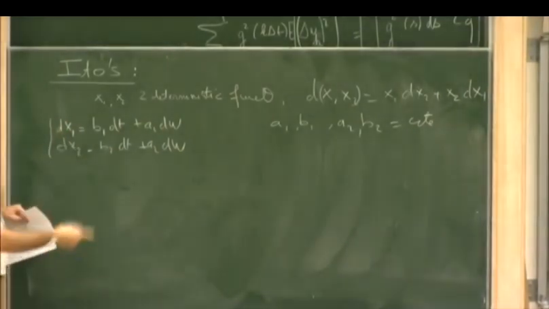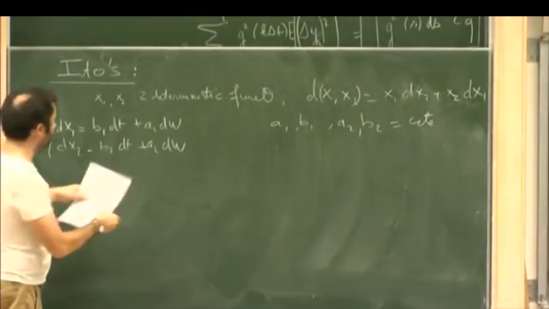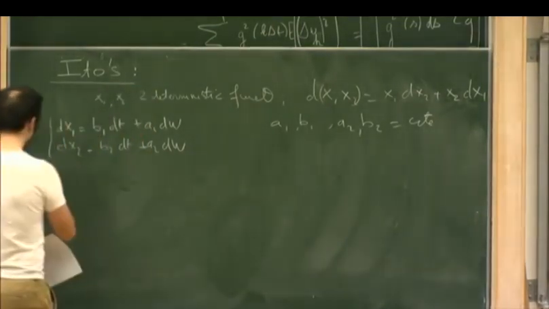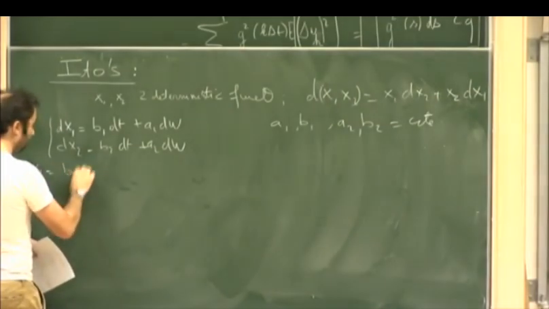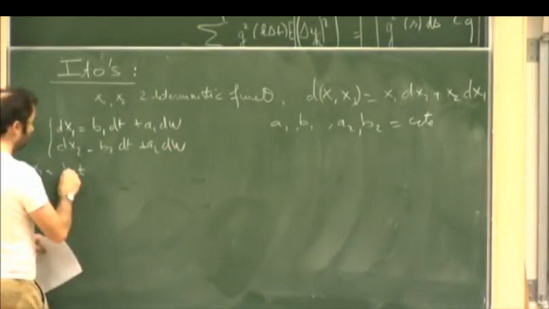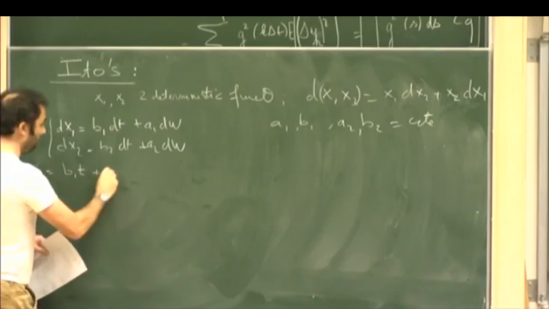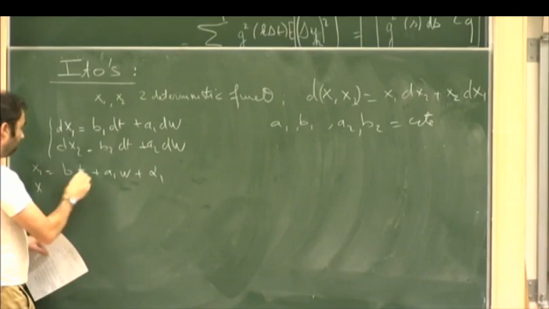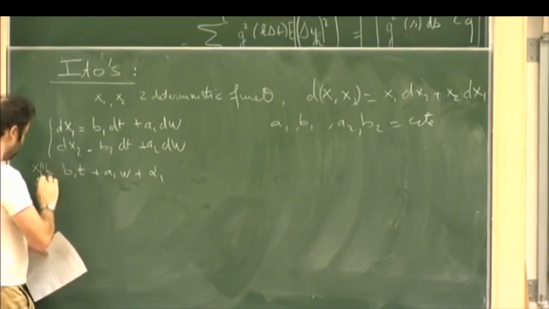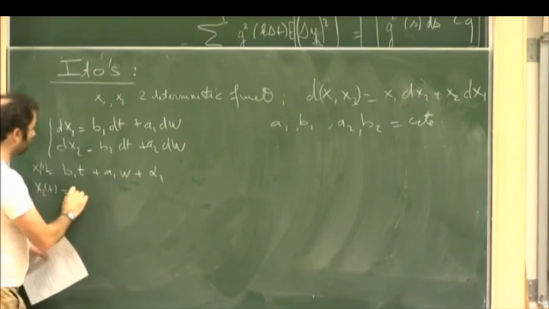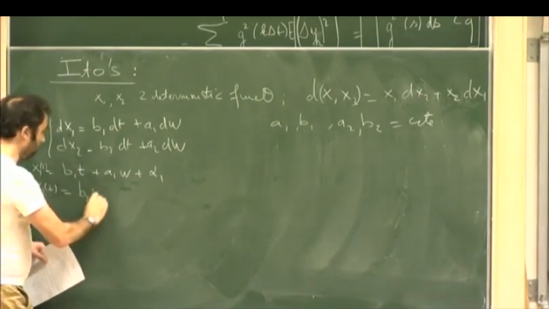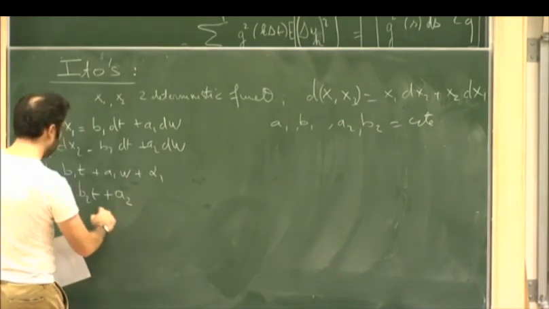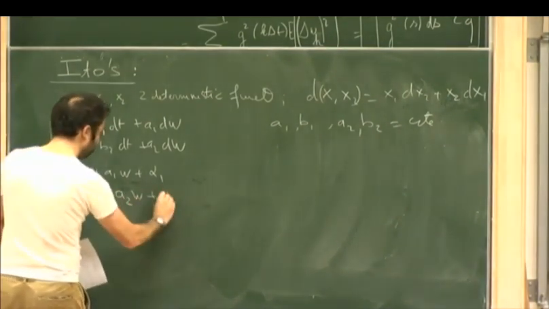We can integrate this, right? So it gives the following. x1 is just b1 t, because those are constants, plus a1 ω plus alpha 1. You see, this is x1 of t. And x2 of t is b2 t plus a2 ω plus alpha 2. Again, you do it for yourself, and you make sure that I'm doing things correctly.